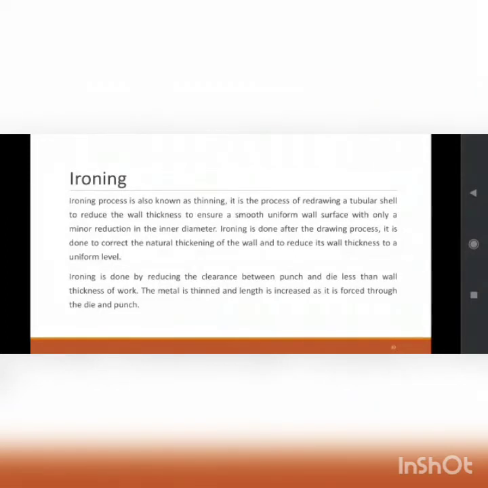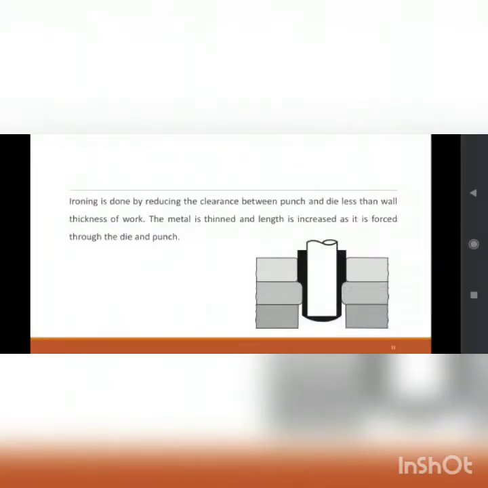Ironing is done by reducing the clearance between punch and die to less than the wall thickness of the work. The metal is thinned and its length is increased as it is forced through the die and punch. The shape of it will be completely changed due to the pressure applied on the punch. That's all. Thank you.